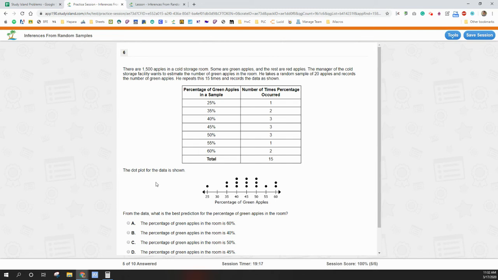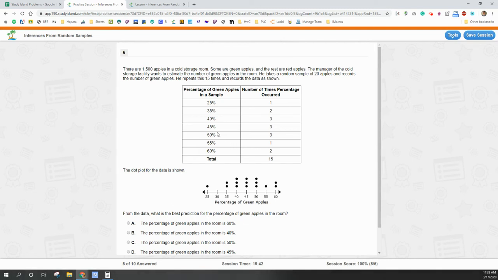So the dot plot is shown below. You see one dot for 25 because there's one dot for the 25%. There are no dots for 30 because there is no 30%. None of the times that he chose a group of 20 apples did 30% of them turn out to be green apples. You can see the rest of the dot plot there. Let's get into the question. From the data, what is the best prediction for the percentage of green apples in the room?